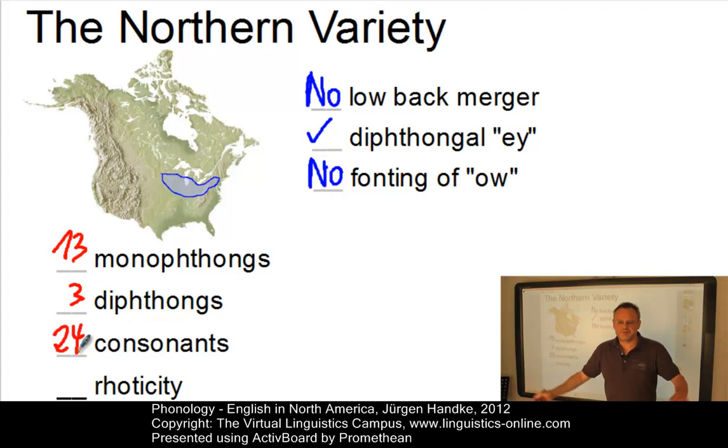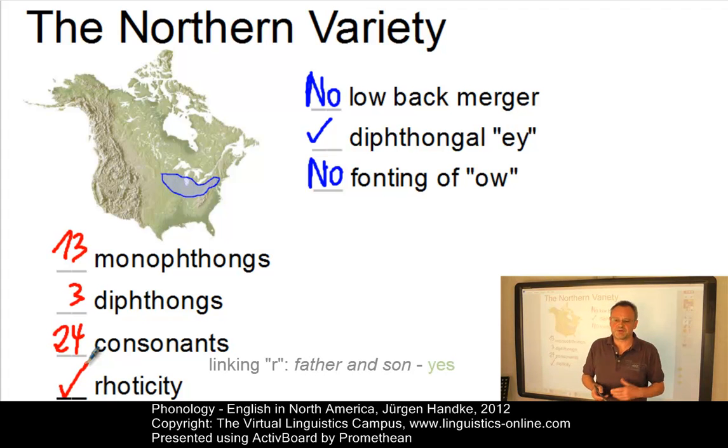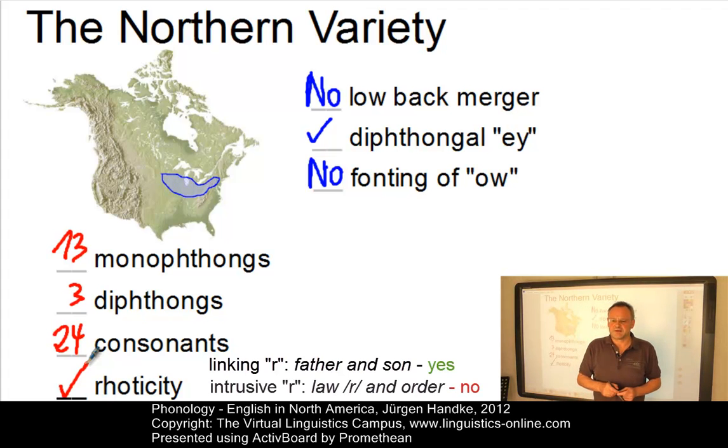The northern reference variety is highly rhotic, since the post-vocalic R in words like farm or far is always pronounced. So linking, as in father and son, is a standard feature. However, and this is quite important, the northern variety, just like many other varieties spoken in North America, is resistant to the use of the intrusive R, as in British, India and China, or law and order.